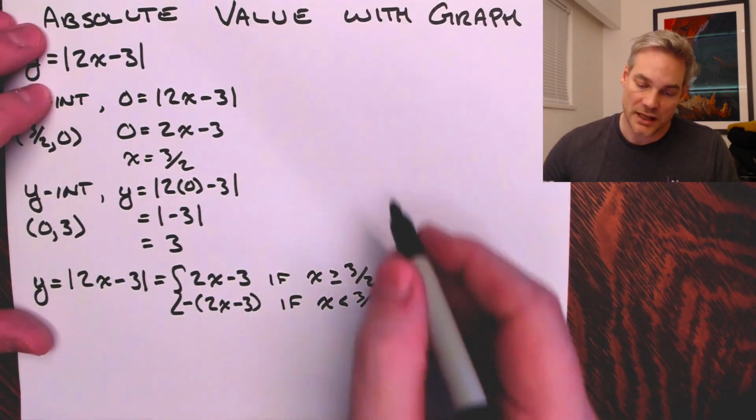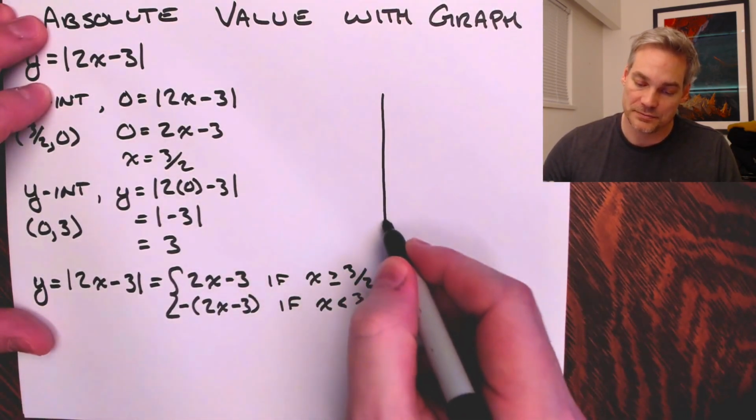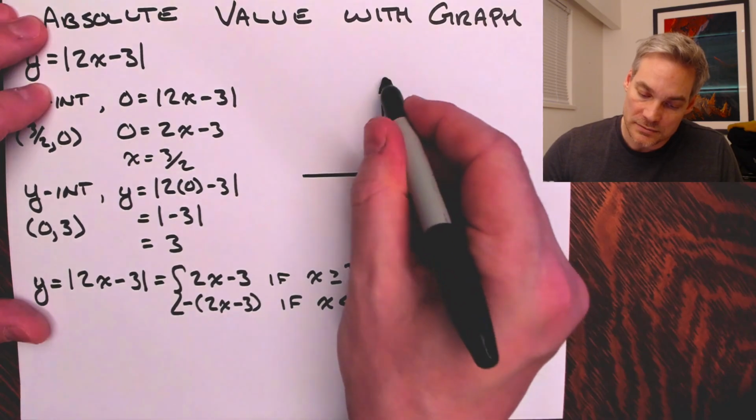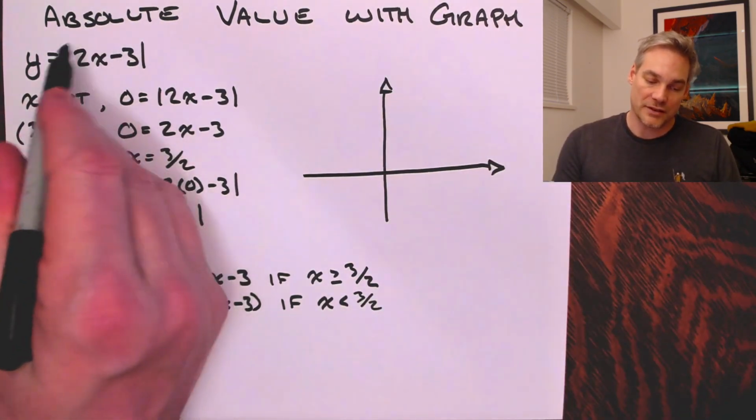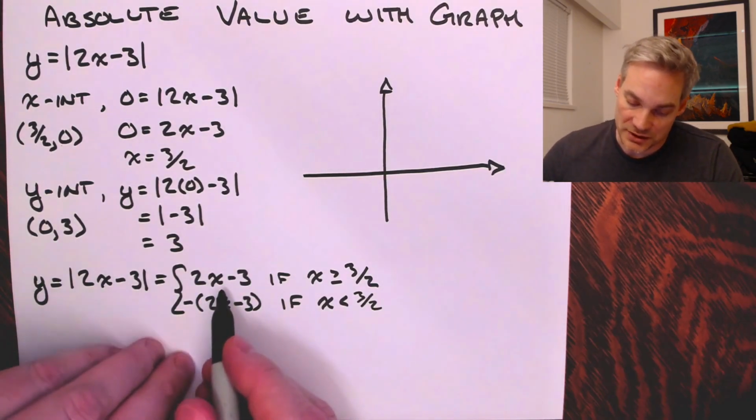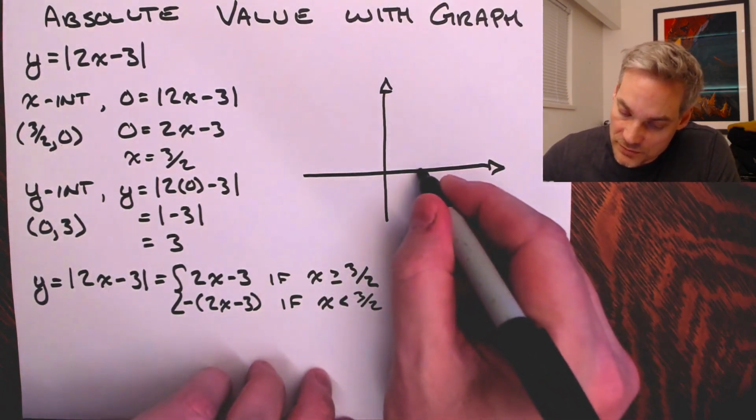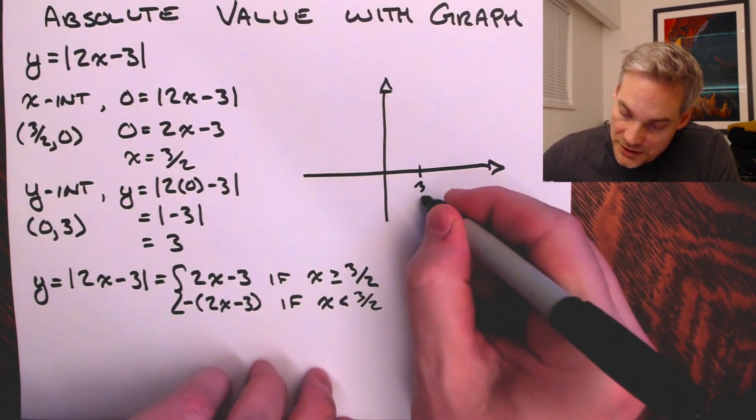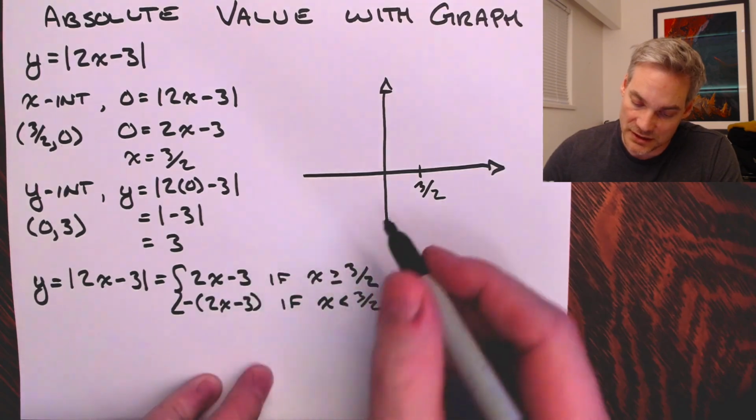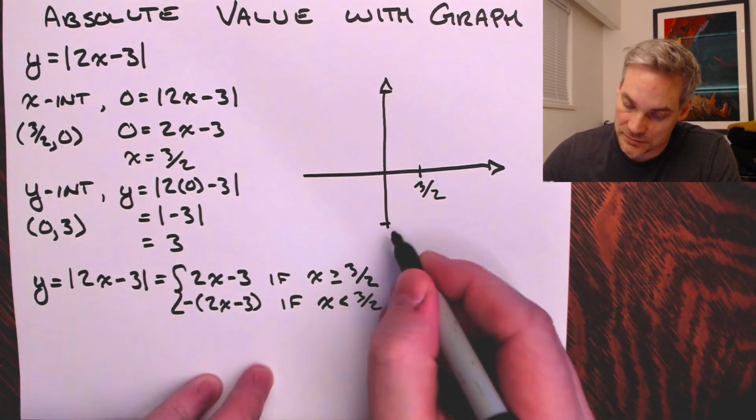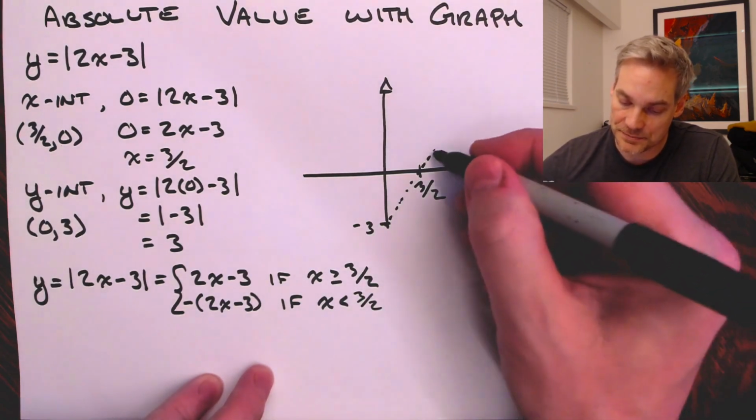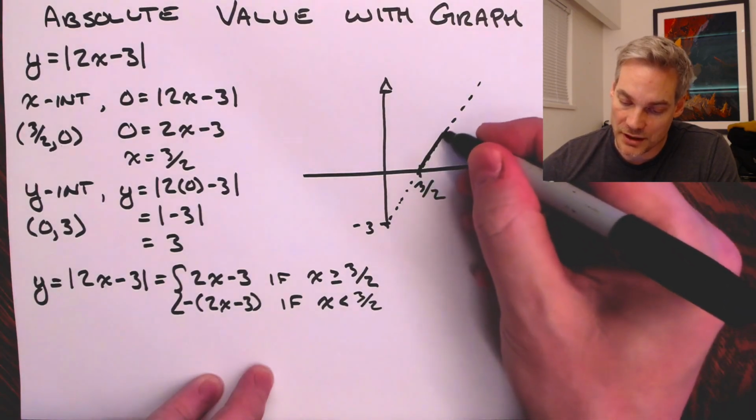I would like to graph this, so I'm going to do it up here. If I was to just graph this line like this, what values would I know? I know where my x-intercept is, so it's going to be at 3 over 2. And if x was 0 here, then it's going to be at negative 3, right? So the line here is going to look something like this. I'm going to draw this part solid.